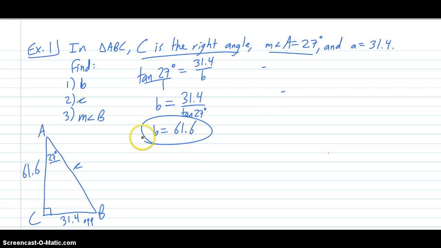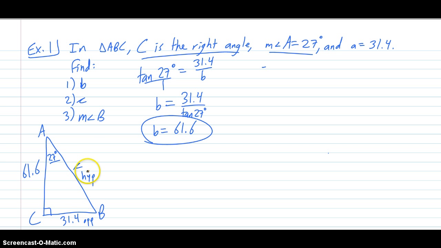Part 2 says find the length of C. Well, let's do the same thing. I technically have a couple options here. C is the hypotenuse, obviously. I could use the newfound 61.6, but here's the problem. If I use that, that's rounded already. I don't want to do that. I'm going to end up rounding on top of rounding, and that'll just make things even worse. Let's use the same 31.4 that they gave us to begin with.